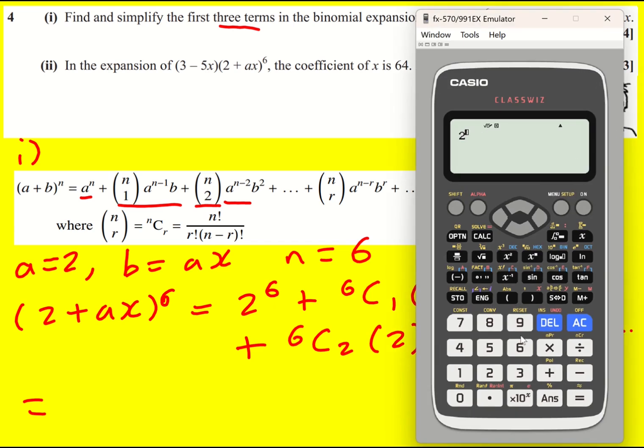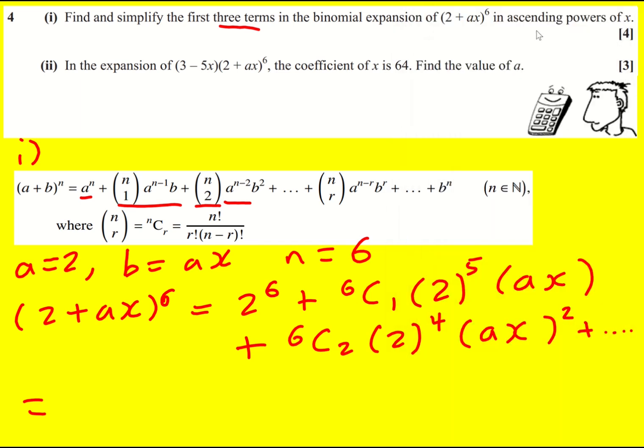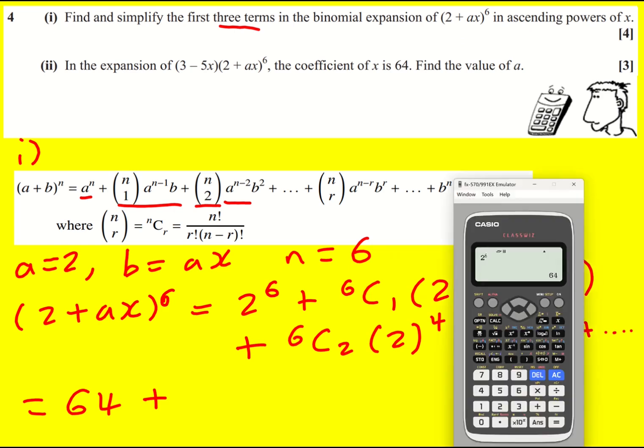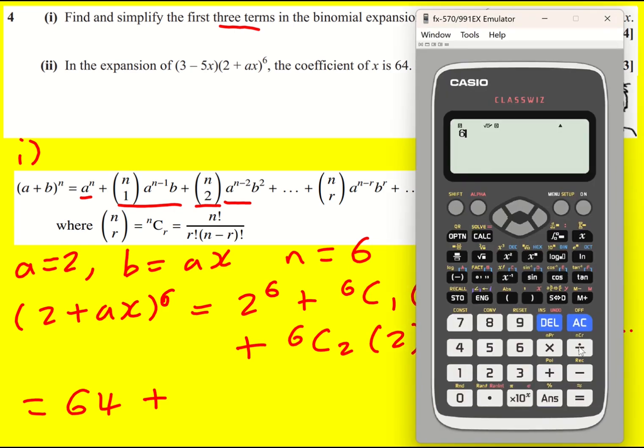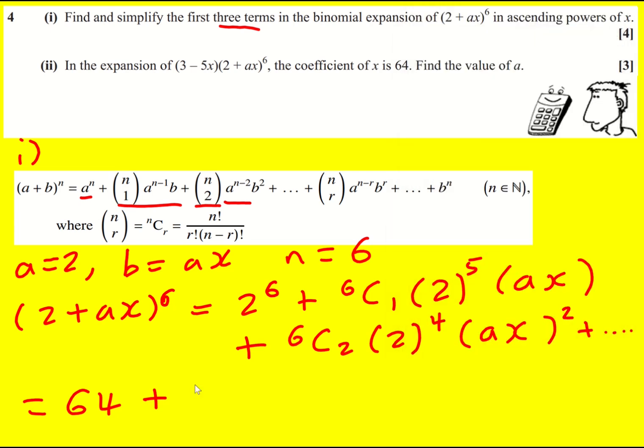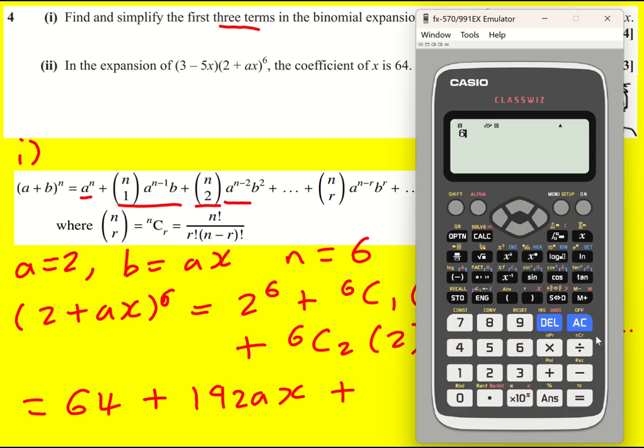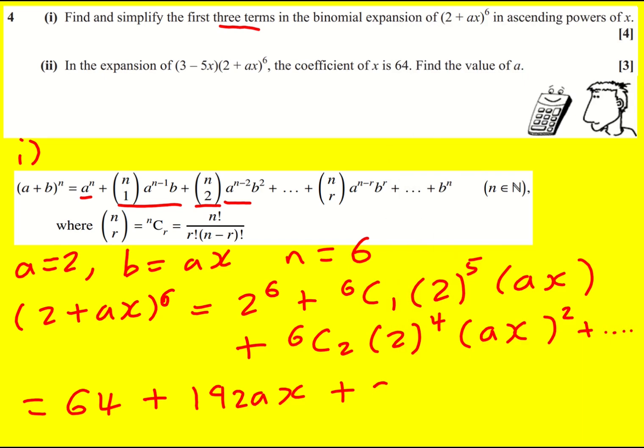So 2 to the power 6 is 64. 6C1 times 2 to the power of 5 is 192. Now I've also got to times by a and then by x. And then 6C2 times by 2 to the 4 is going to give me 240.